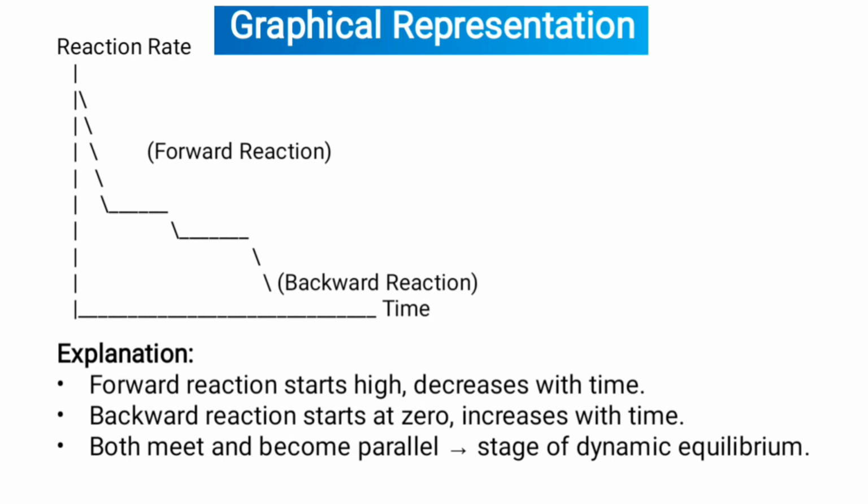Now, the graphical representation of dynamic equilibrium. This is a graph, and this is the forward reaction, this is the backward reaction, and on the x-axis is the time, and on the y-axis is the reaction rate. So the forward reaction starts high and decreases with time. The backward reaction starts at zero and increases with time. Both meet and become parallel at the stage of dynamic equilibrium.